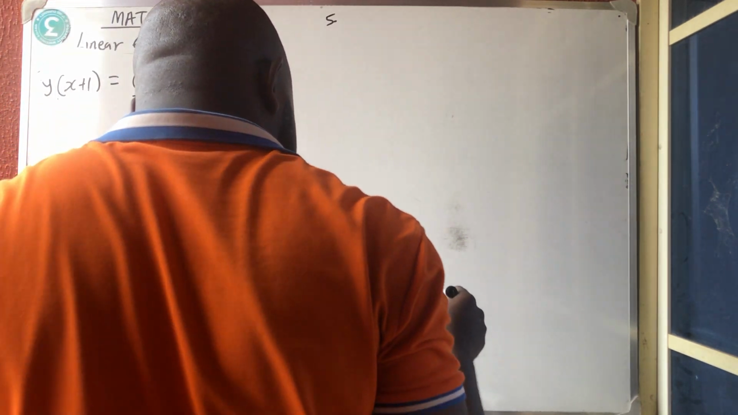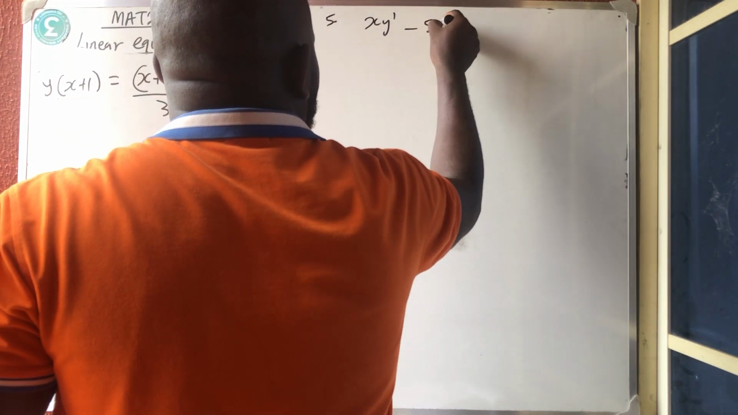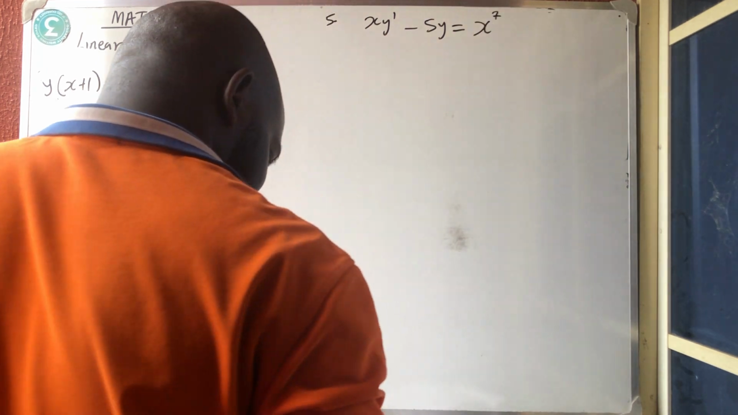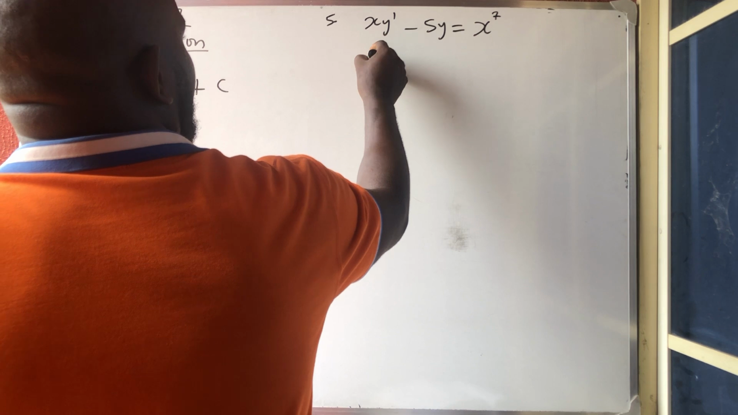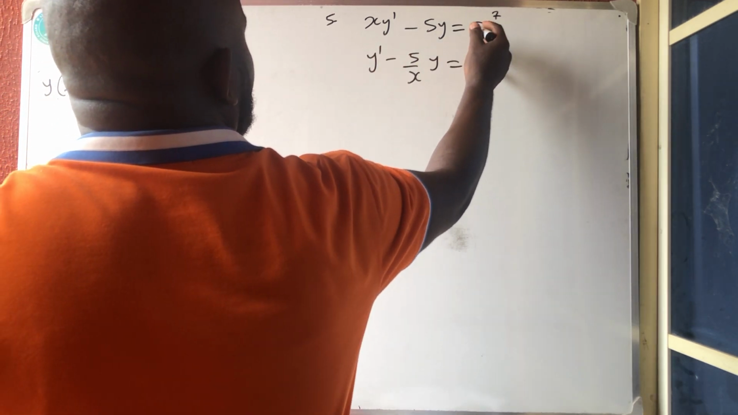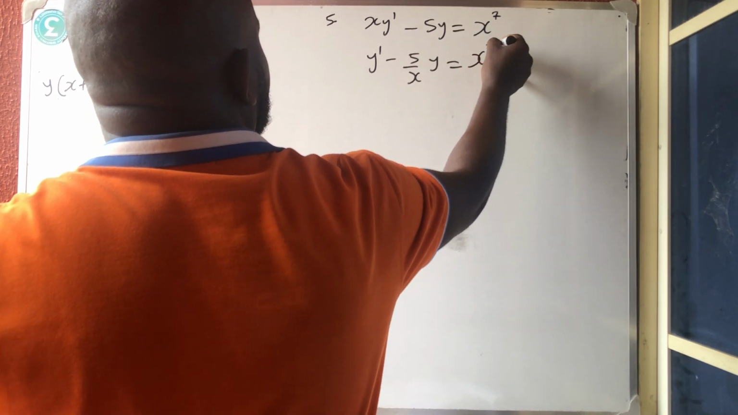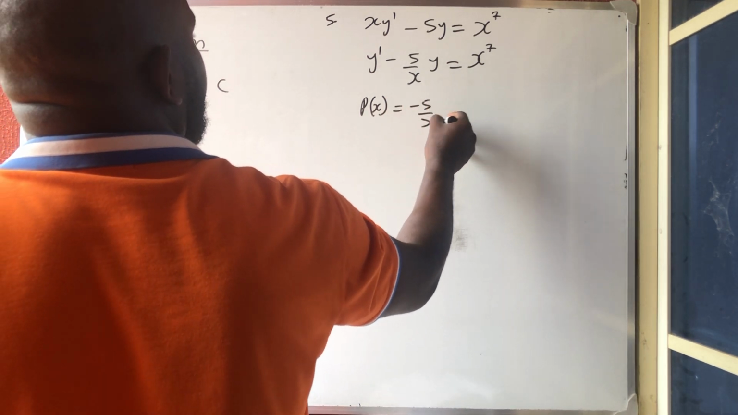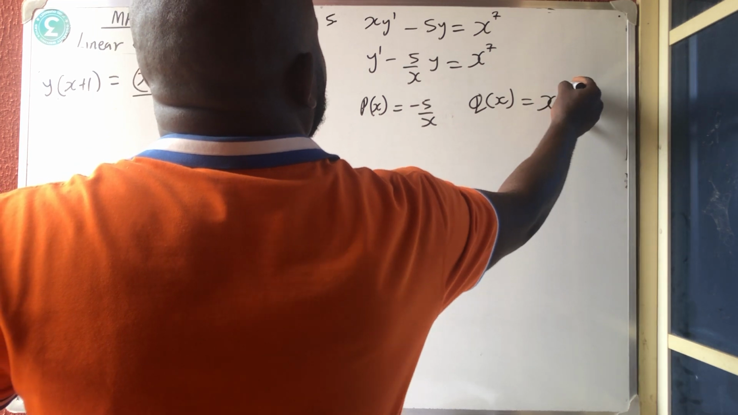Number 5 says x y prime minus 5y is equal to x raised to the power 7. Okay, so what do we do? Divide by x now to have y prime minus 5 over x y is equal to what? X raised to the power 7. So my p of x is equal to minus 5 over x. My q of x is equal to x raised to the power 7.